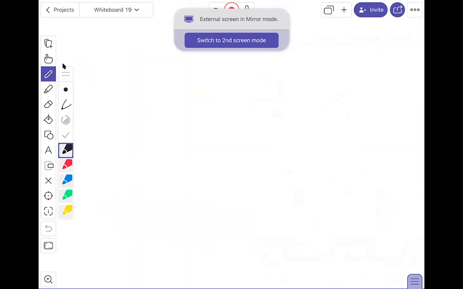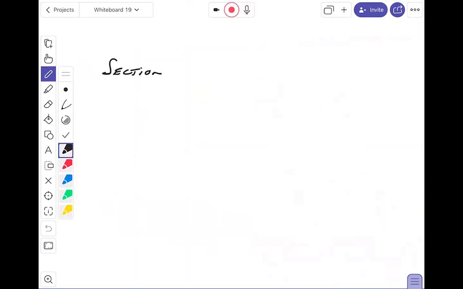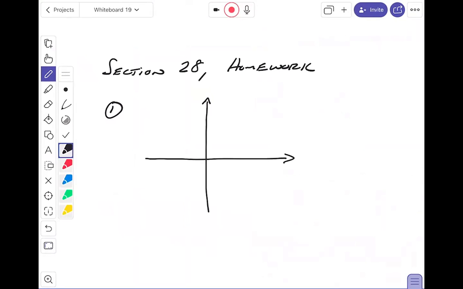Okay, so just to remind you, we're in section 28 of the notes. And we're doing the homework. Okay, so number one says graph the ordered pairs. So first thing I do is just a rough picture. I'm not going to say it's going to be the best picture, but an idea, sort of like an abstraction of what this means.